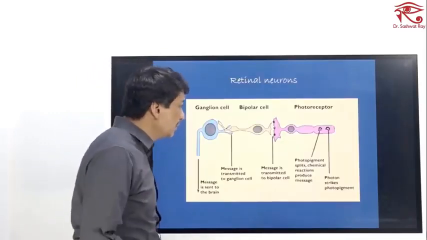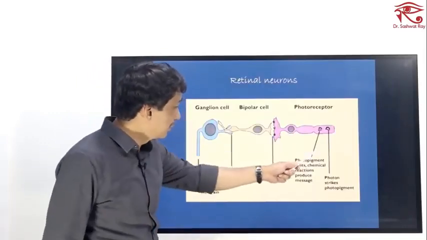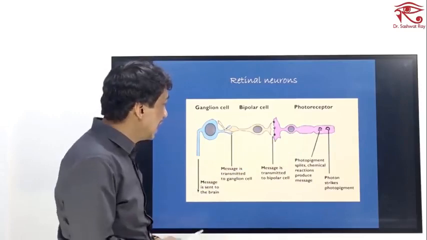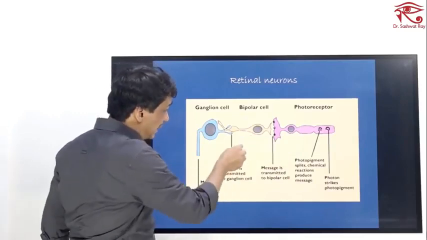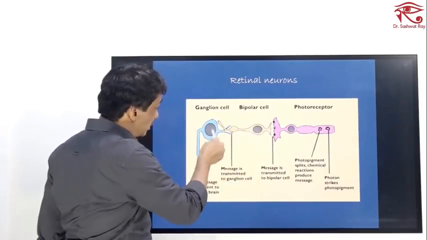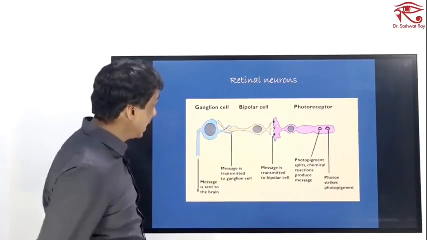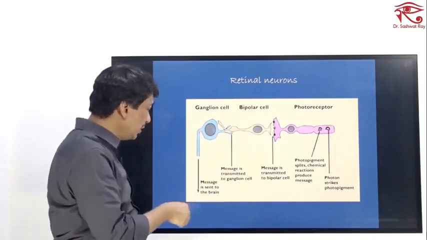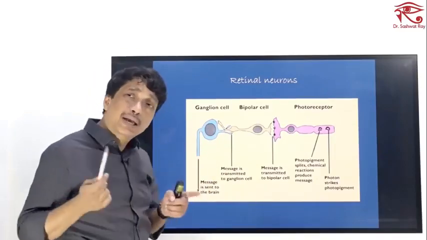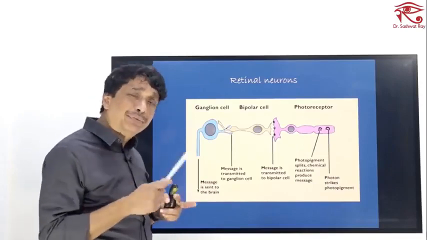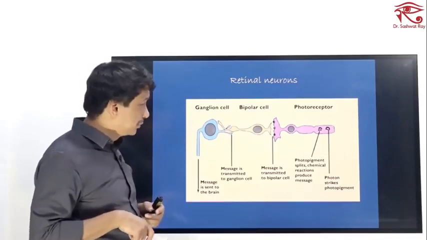You can see it in this picture. The first order, rods and the cones, here it comes. The photon strikes the photopigment. And the second order is the bipolar cell here, which transmits it to the third order, which is the ganglion cell. And the ganglion cell transmits information. The fourth order is sent to the brain via the geniculocalcarine neurons. That's the fourth order.